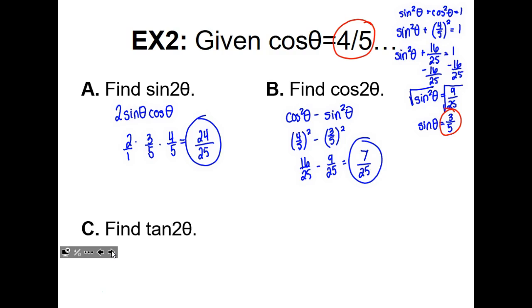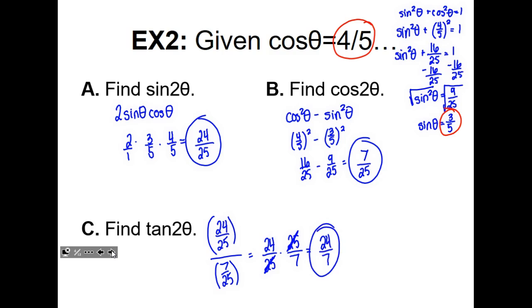Questions? Alright, tangent of 2 theta, we just need to do sine 24 over 25 divided by cosine 7 over 25. And dividing fractions is easy as pie. Flip the second and multiply. You'll notice this usually happens right here. Those 25s cancel. So we just get 24 over 7 for tangent of 2 theta.